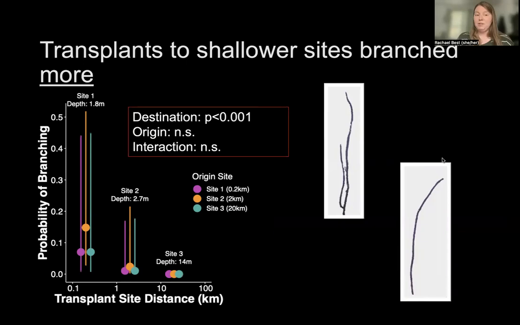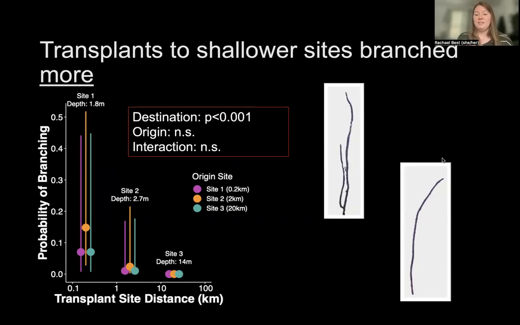Looking at the probability of branching, we see a similar trend where those that were transplanted to site 1 branch significantly more than those transplanted to sites 2 and 3. Now, you may be thinking that these error bars are very large, and they are. And that is because the study was only able to run for 70 days due to an impending hurricane. So there wasn't a whole lot of time for these colonies to start branching. So it's really exciting that we are seeing branching in such a short period of time.